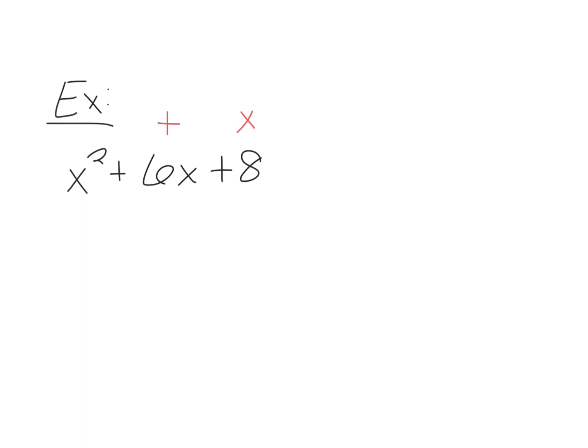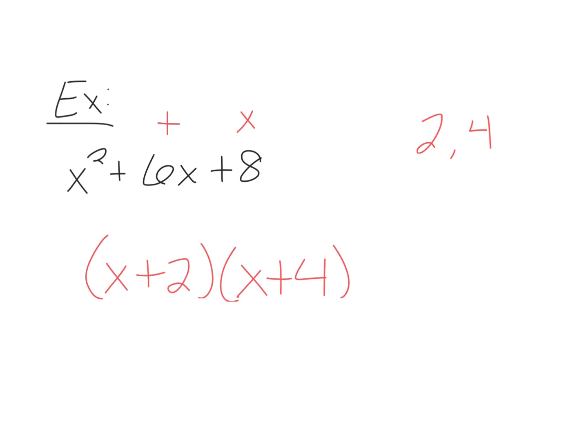We said 2 and 4 earlier. I'm going to write these off to the side. Okay, do I have to change any of these numbers? What I mean by that is make them negative to make either one of these true, or can they both stay positive? So 4 times 2 gives us 8. Does 2 plus 4 give us 6? Yeah, so I don't have to change any to a negative. Okay, so to write this, we're going to have x plus 2 and x plus 4. That's my answer.